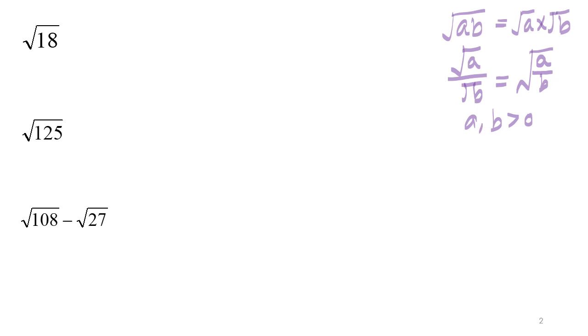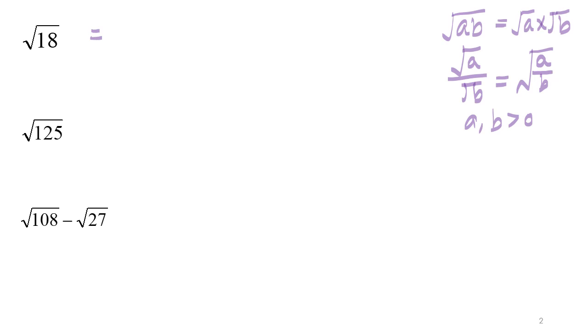It makes sense to have both a and b more than 0 because the square root of a negative number will not give you a real value, and you can't have something divided by 0. It's undefined. So what we're going to do now is use these two rules, or rather one of them, to simplify surds. Let's try square root 18 first.